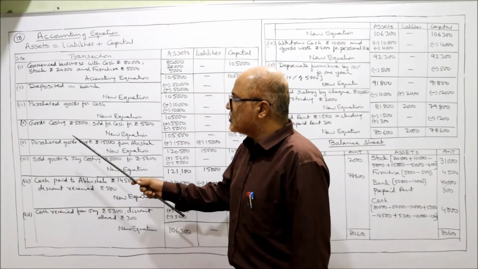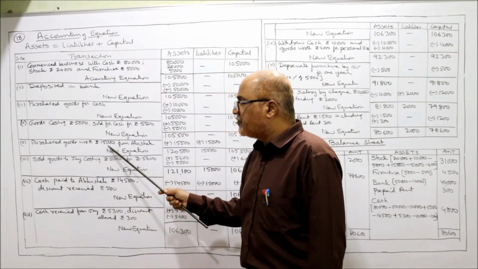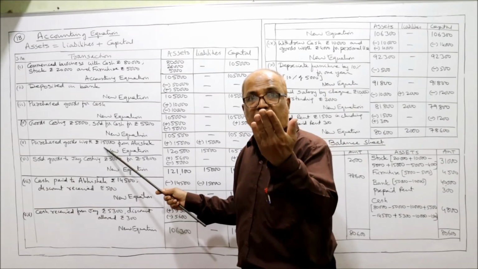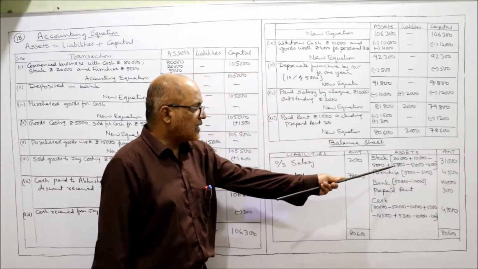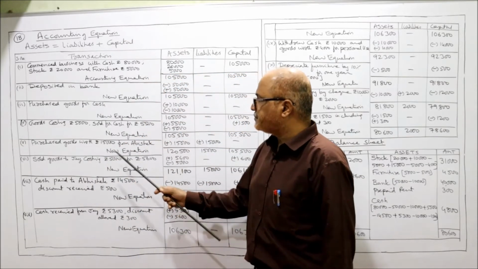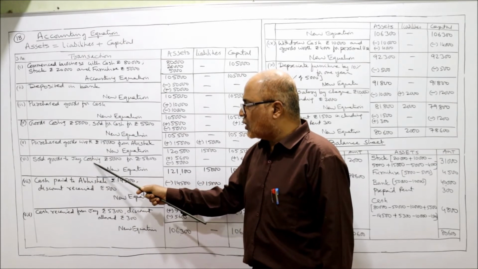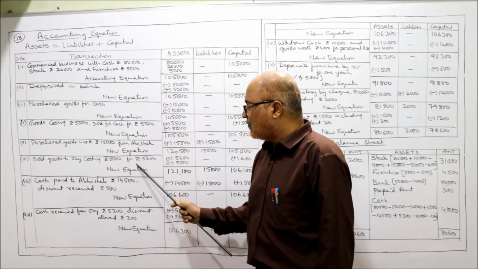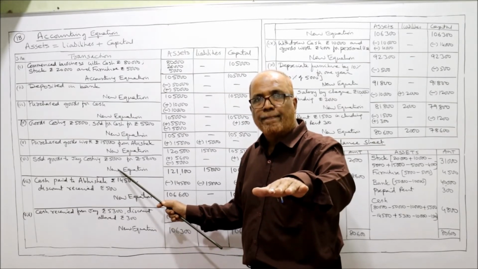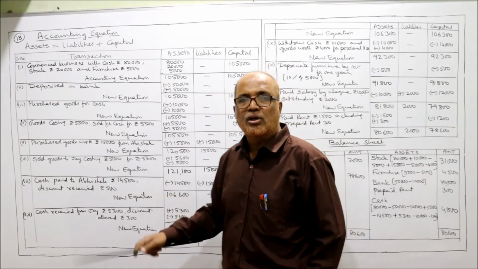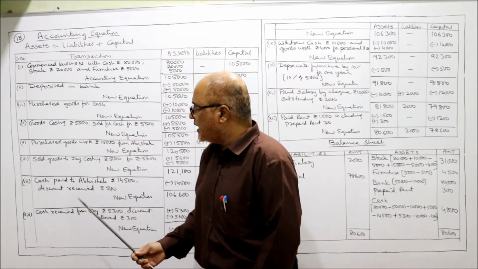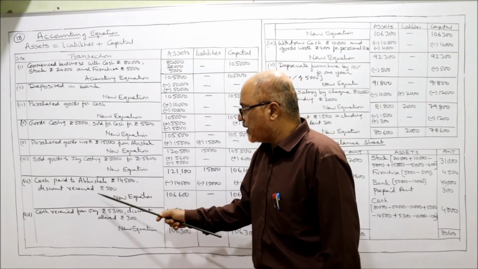After that, purchased goods worth rupees 15,000. 15,000 rupees worth of goods are purchased. Stock will increase. Plus 15,000. You can see here plus 15,000. Next, after that, goods sold to J costing 5,000 for 5,600. Sold the goods. The stock will decrease. So what is the cost of the goods? 5,000. So minus 5,000. Next, after that, cash paid, cash received.